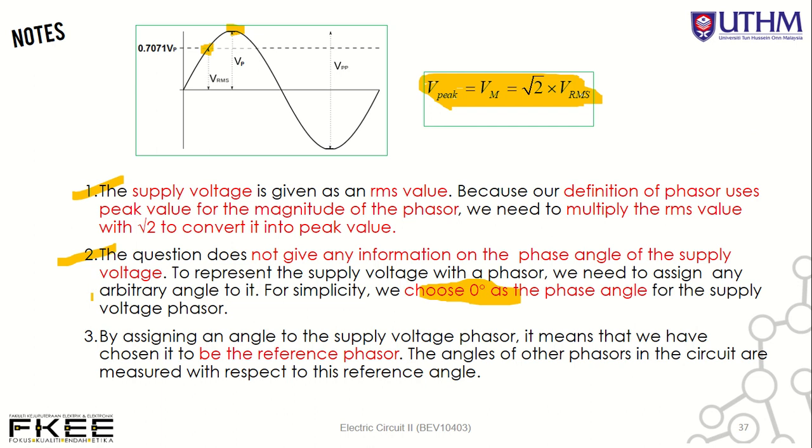Okay, by assigning an angle to the supply voltage phasor, it means that we have chosen it to be the reference. It becomes a reference phasor, and the angles of other phasors in the circuit are measured with respect to this angle of the supply voltage.